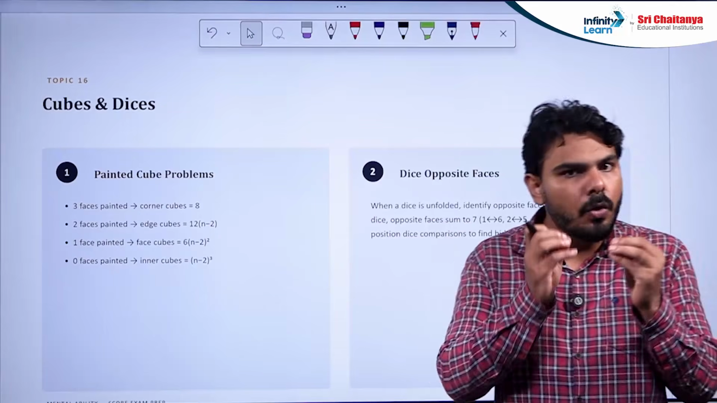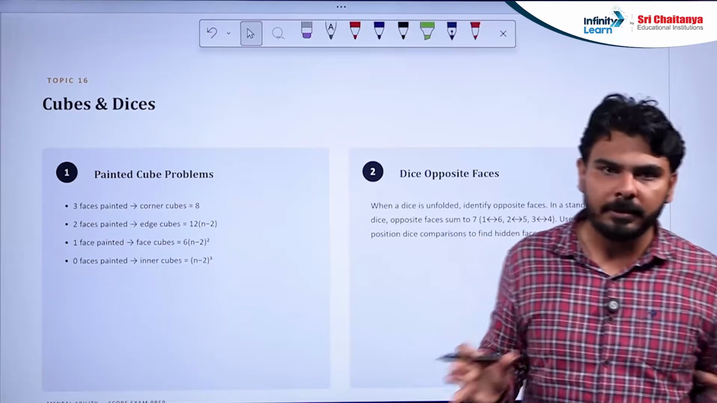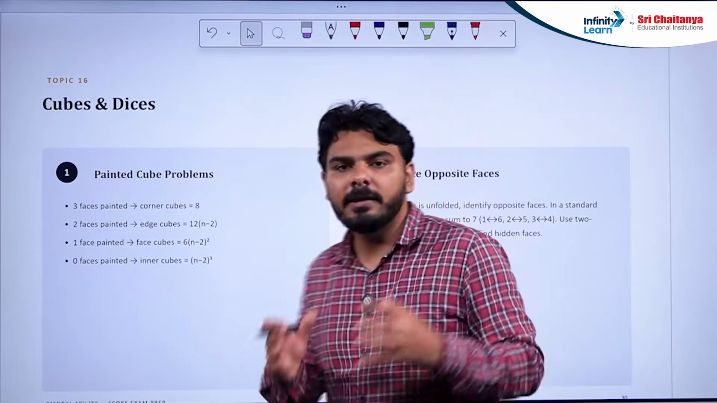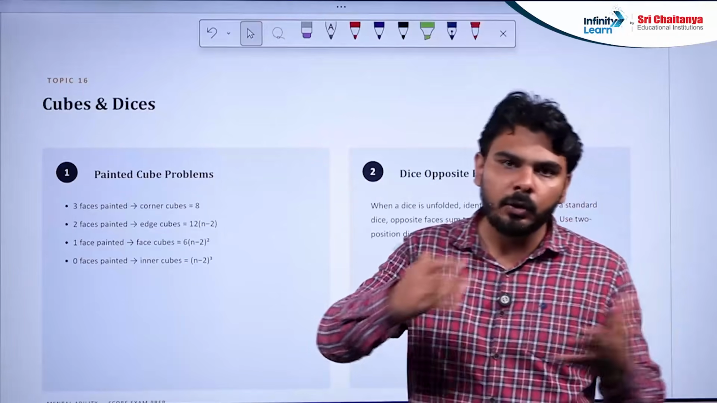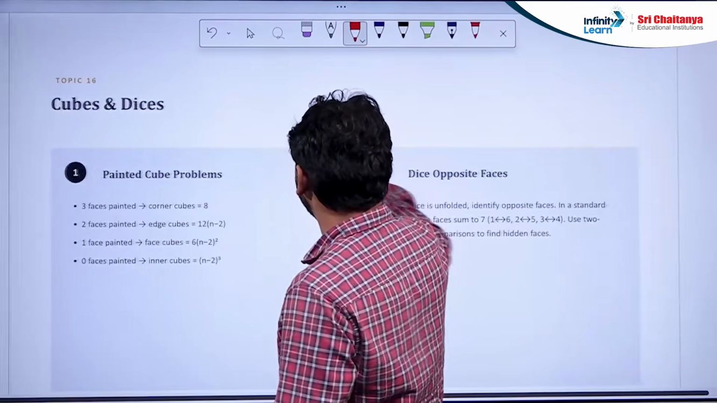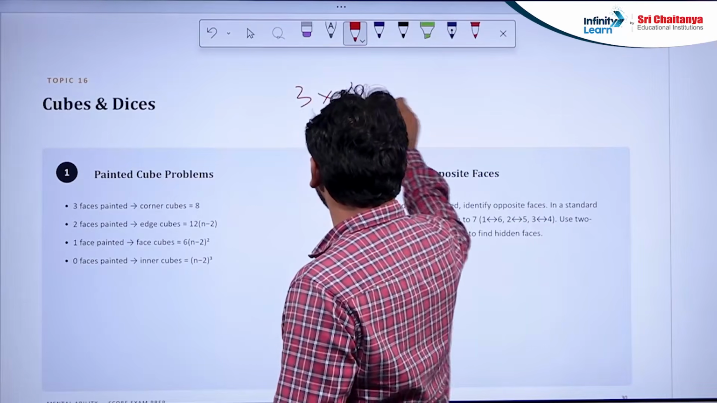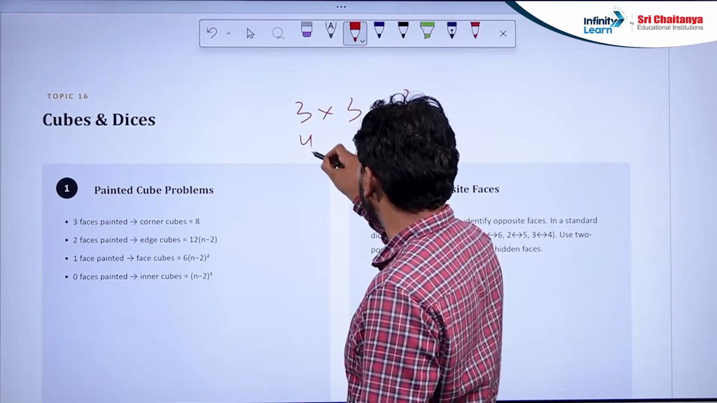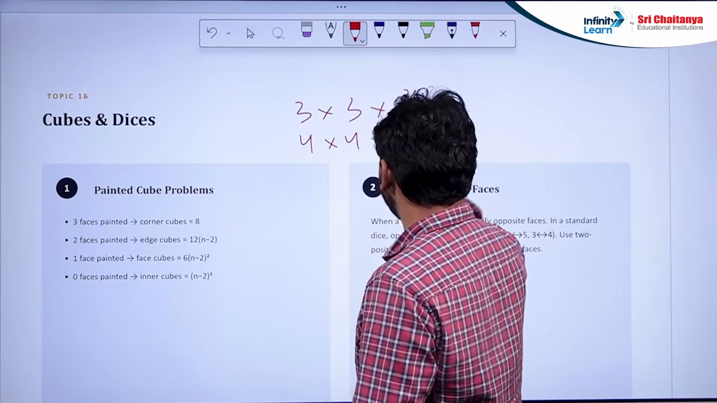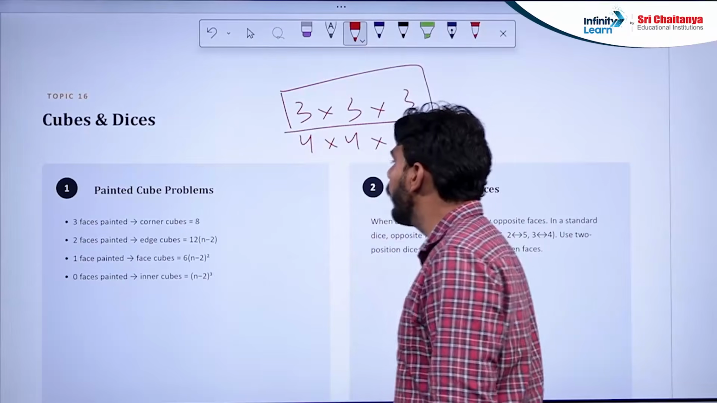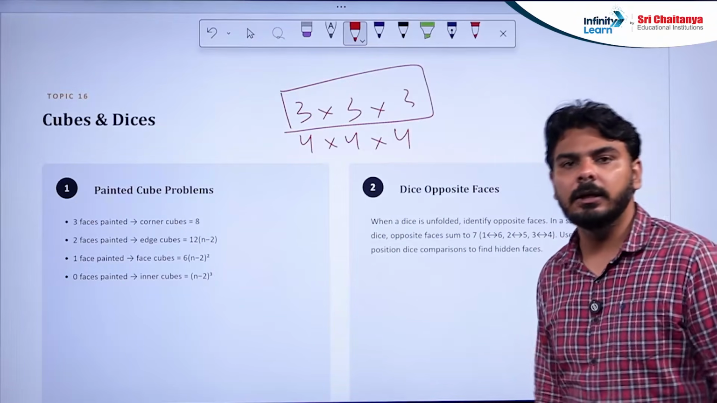Okay, you can go in detail also in this chapter. So the basic concept is only this: you will be given a cube and that can be cut into some parts. Like it can be cut into 3 by 3 by 3 form. It can be cut into 4 by 4 by 4. What I'm talking about 3 by 3 by 3. Can you understand? If I'm saying this term 3 by 3 by 3, do you understand? What is the meaning of 3 by 3 by 3?